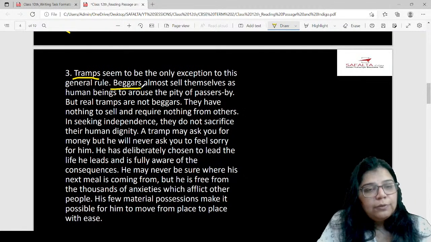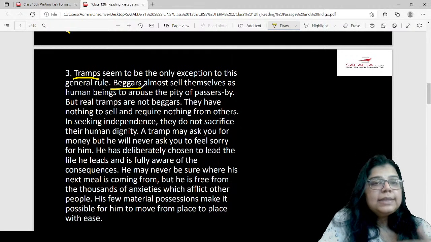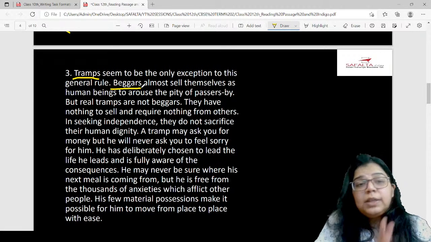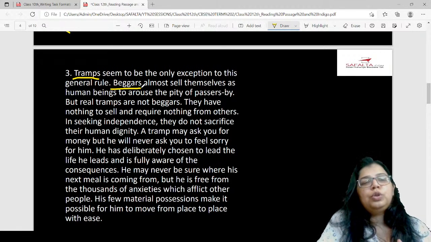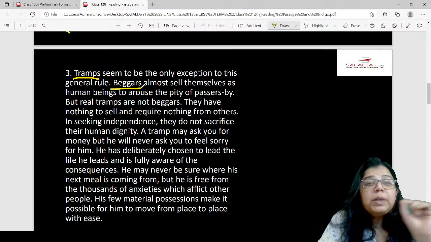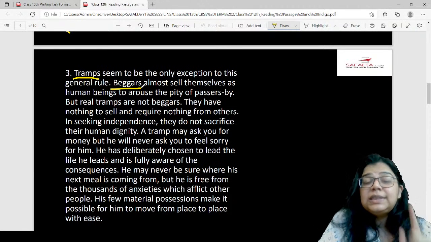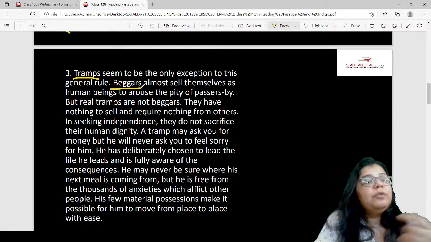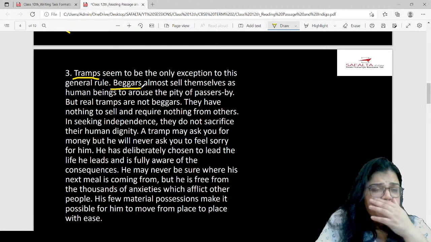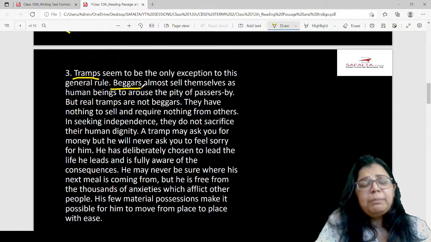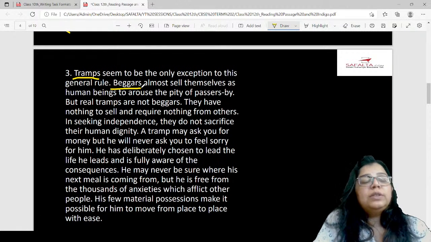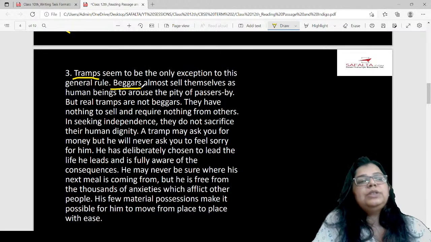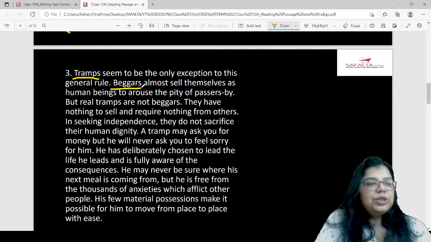So what is scanning? Scanning is when you don't actually read the sentences word by word, but you just go through it, looking for particular information. That is called scanning. What you're doing here is looking for words like tramp and beggar, so that you know you want the difference between tramp and beggar. So if you read this here, it says tramp seems to be the only exception to the general rule.